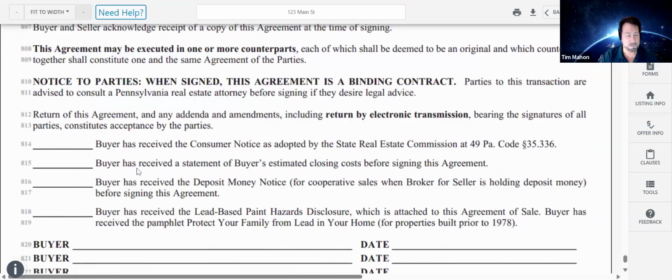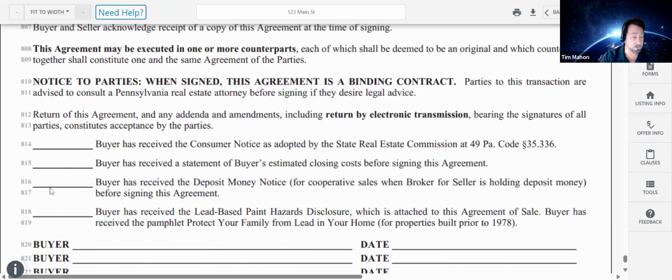At the end of the day, you get down the list here. The seller's going to initial that they've received the consumer notice. Should have done that long before now. That they received a statement of closing costs. Get it from the lender. Have them sign it. They received the deposit money notice. I didn't show you that form, but it's simple. It says the buyer acknowledges that the deposit is being held by the listing broker. If it is, okay, we don't need it if we're holding it. And if applicable, that they receive the lead-based paint hazard disclosure, which would be part of the seller's disclosure if the property was built before 1978.